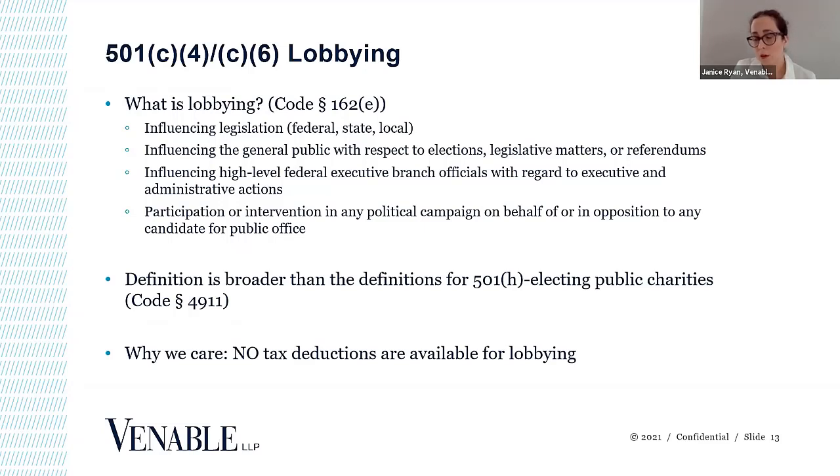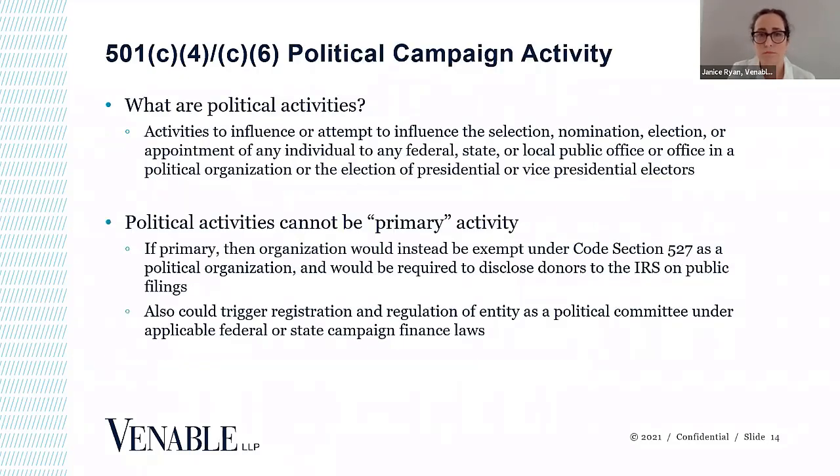Why do we care? Because we know that 501(c)(4)s and (c)(6)s can engage in unlimited amounts of lobbying. As I mentioned earlier, there are no tax deductions available for lobbying under 162(e) of the code for your members who may be paying dues to your organization. A note about political campaign activity here. Again, political activities are permitted for a 501(c)(4) or 501(c)(6) organization under the tax code, so long as those activities are not the organization's primary activity.